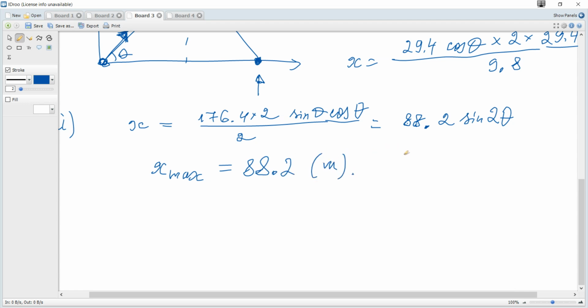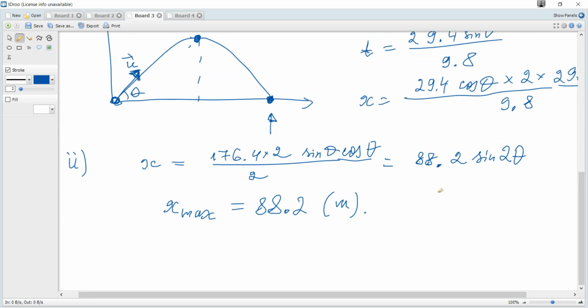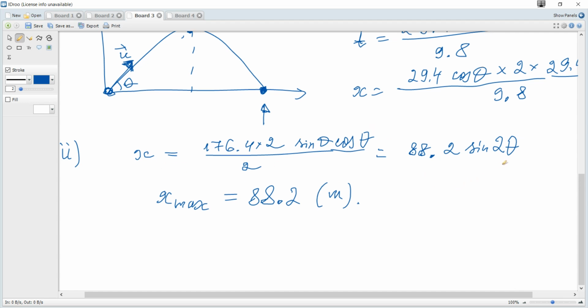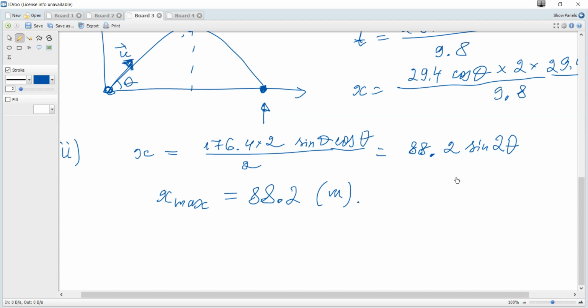You may use another way to find the maximum possible value of this expression. And you can see that it's 1 when sine of 90 degrees, so the maximum is when theta is 45 degrees.